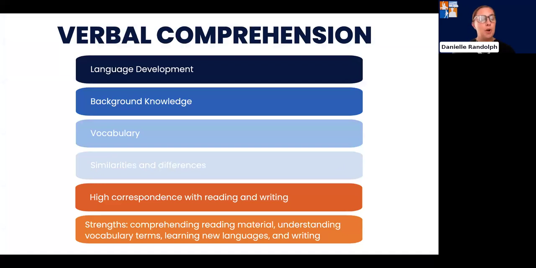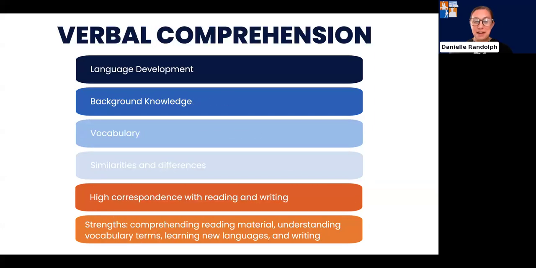So the first one is verbal comprehension. This is really looking at language development, background knowledge, vocabulary, similarities, and differences. So really looking at the language part of the brain and understanding language. There's a high correspondence with verbal comprehension and reading and writing. And if this is a strength of yours or your child, typically we would see strengths in comprehending reading material, understanding vocabulary terms, learning new languages, and writing or written expression.